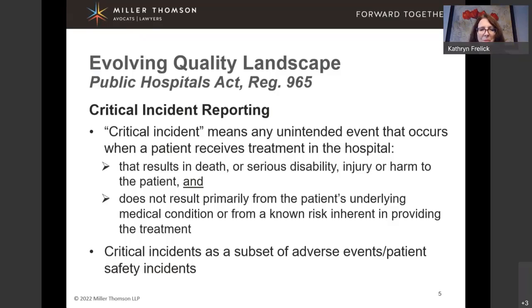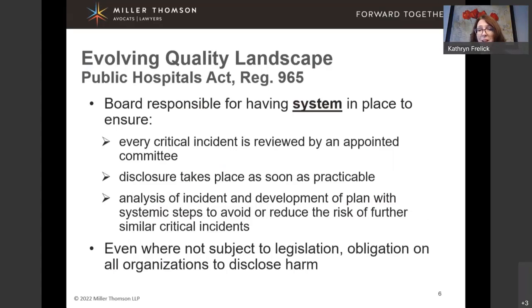But there are requirements for public hospitals to ensure mandatory disclosure of critical incidents. Critical incidents are a subset of adverse events or patient safety incidents. So even if you are not required by statute to deal with critical incident reviews and disclosure of harm, it is an industry standard that every organization should have in place, and it's a legal requirement for health professionals as well.